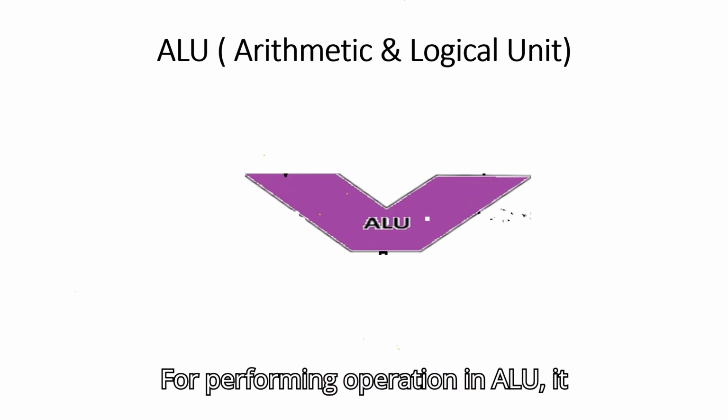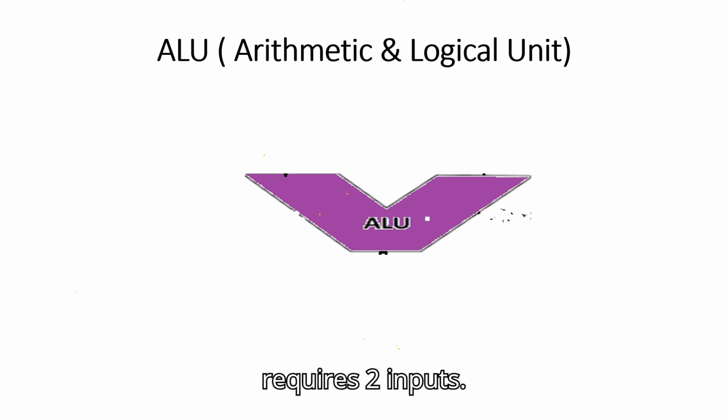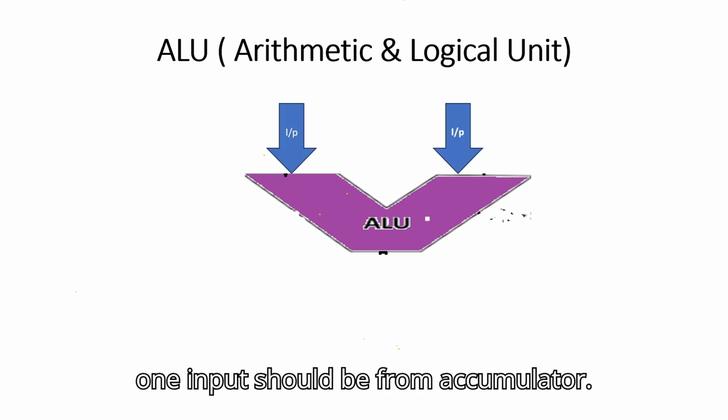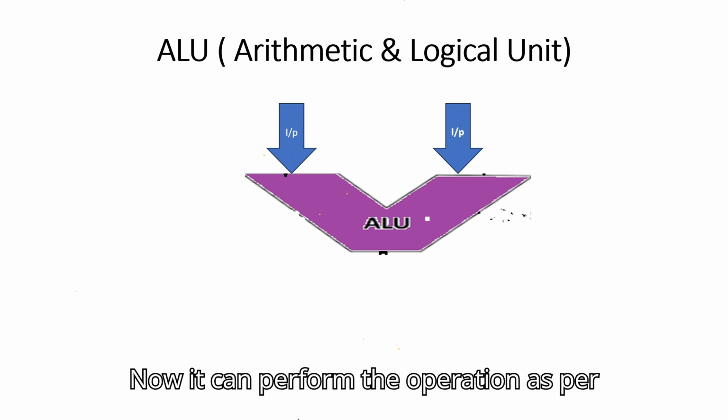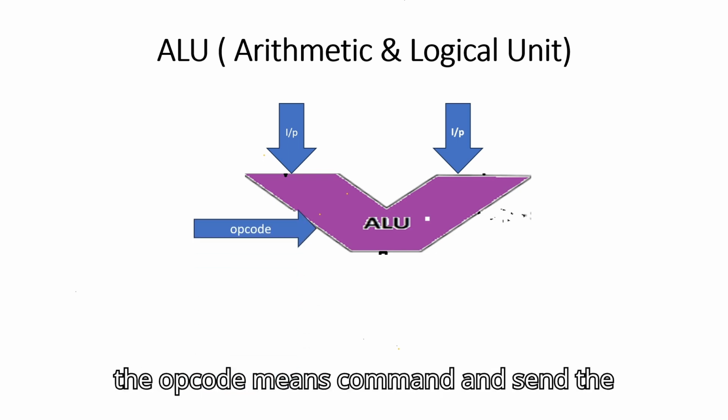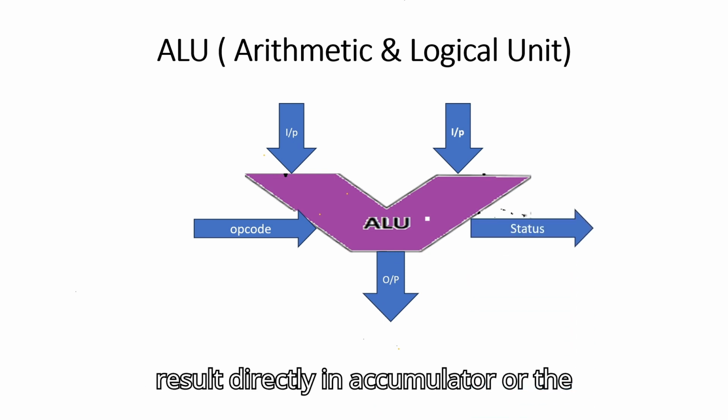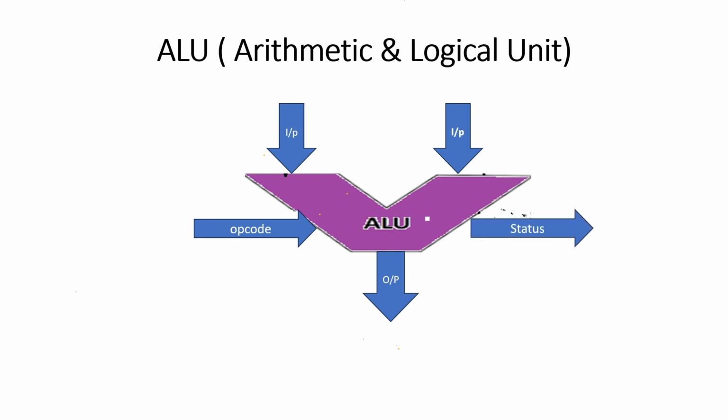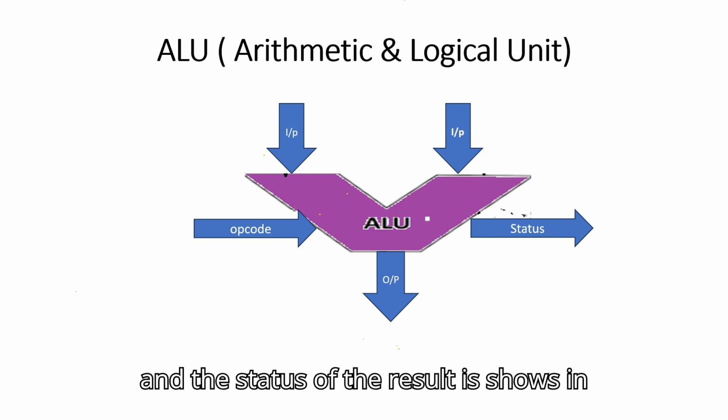For performing an operation in the ALU, it requires 2 inputs and 1 input should be from the accumulator. Now it can perform the operation as per the opcode, meaning command, and send the result directly to the accumulator or the destination given in the instruction, and the status of the result is shown in PSW.